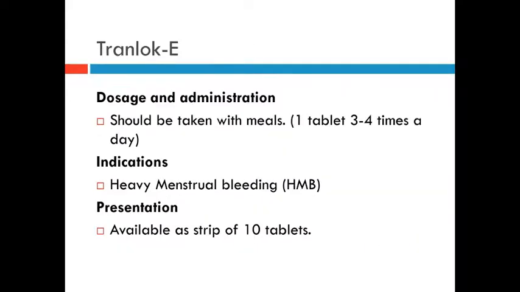Tranlock E dosage is 1 tablet 3 to 4 times a day. The indication is heavy menstrual bleeding. That is, whenever a plain tranexamic acid tablet, that is Tranlock tablet, is not enough, ask your doctor to prescribe Tranlock E because it has two hemostatic agents and it comes in a strip of 10 tablets.